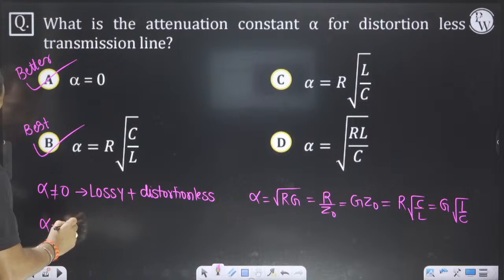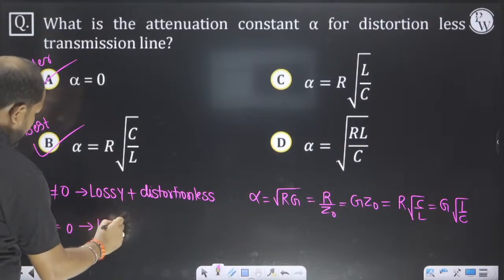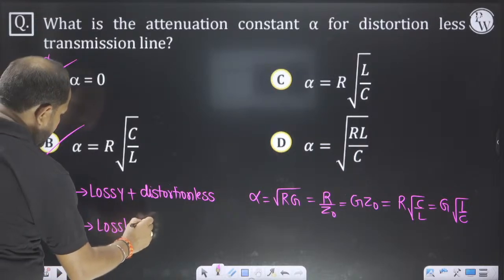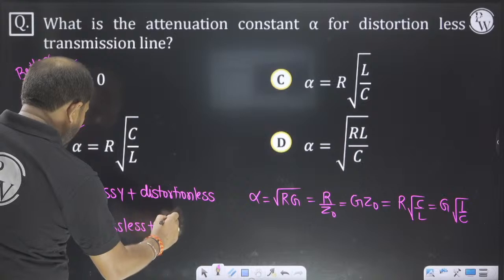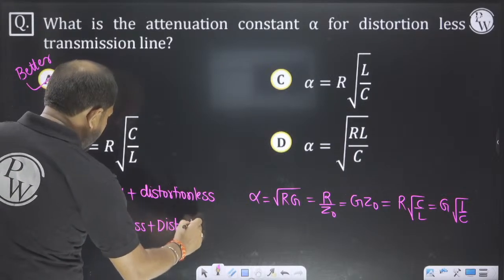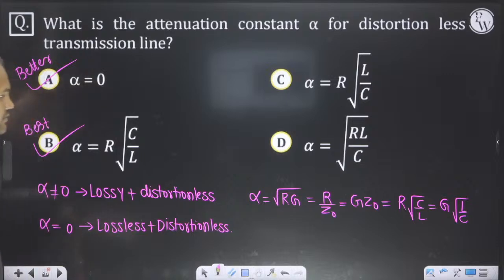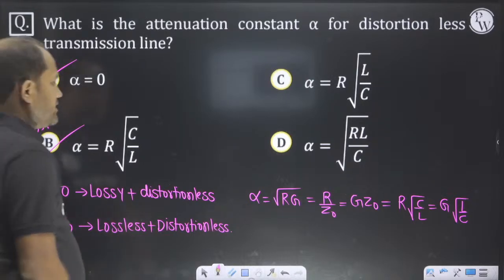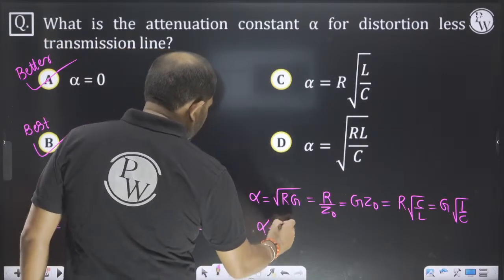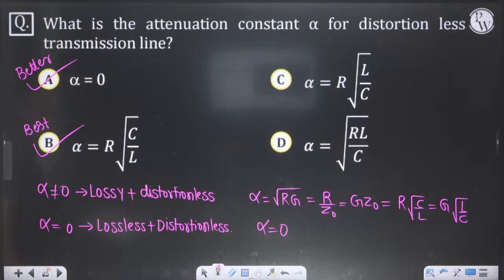So alpha is equal to 0. It is lossless plus distortionless. So our answer will be, in that case, alpha is equal to 0. So our best option will be B.